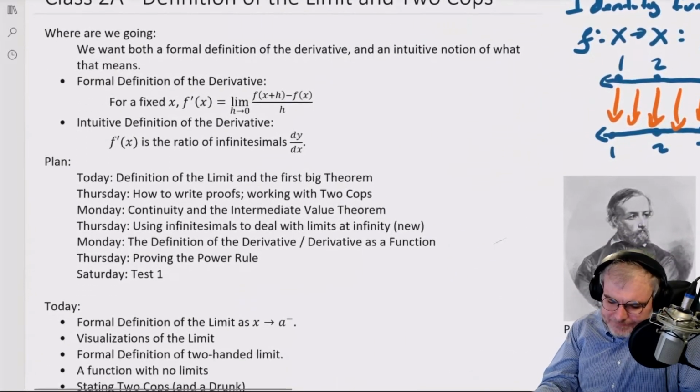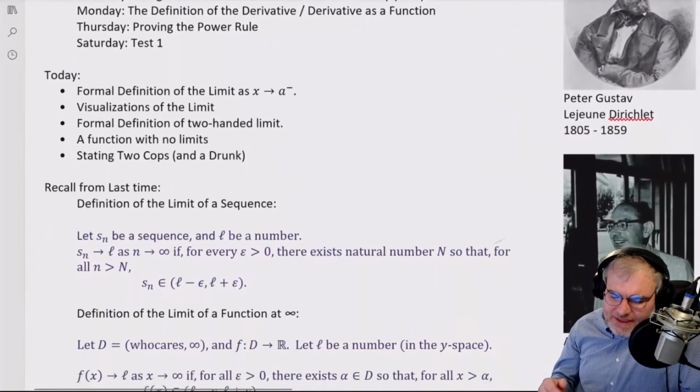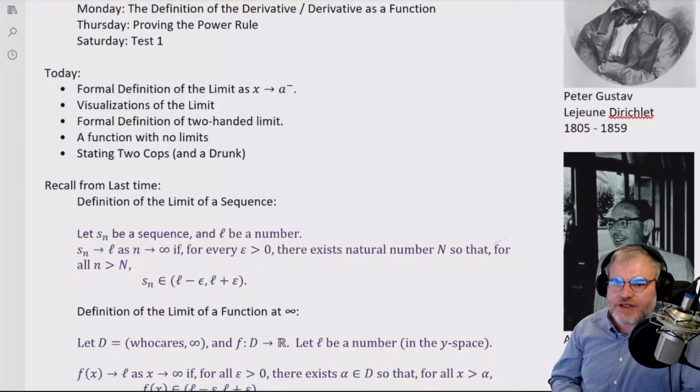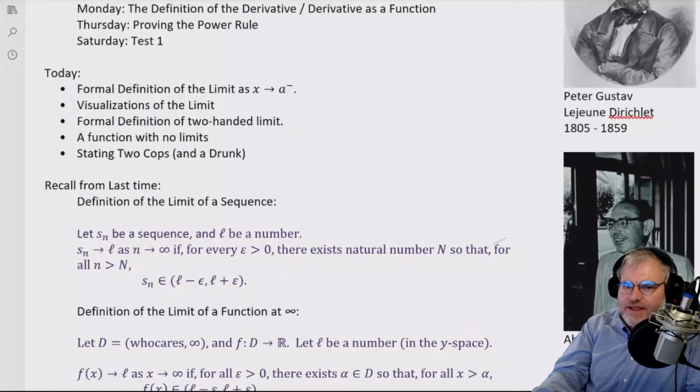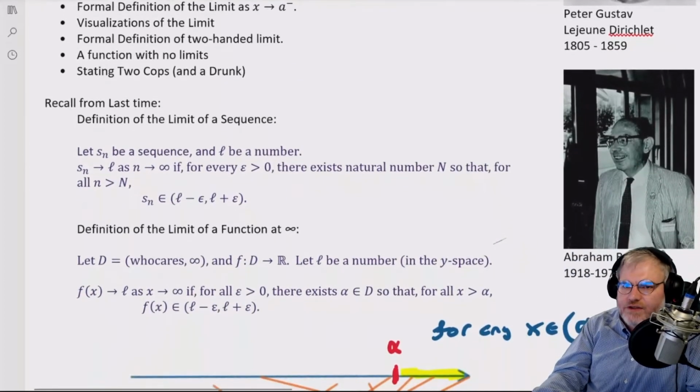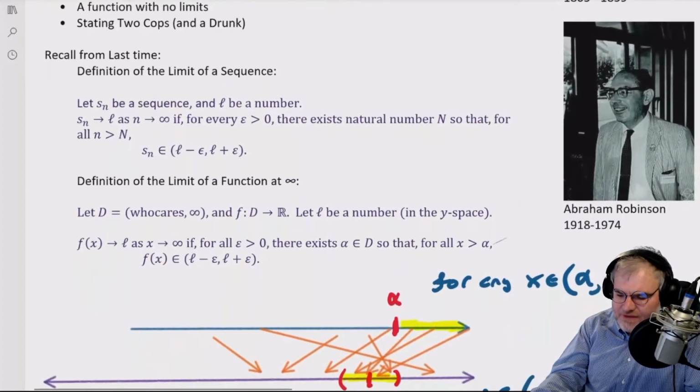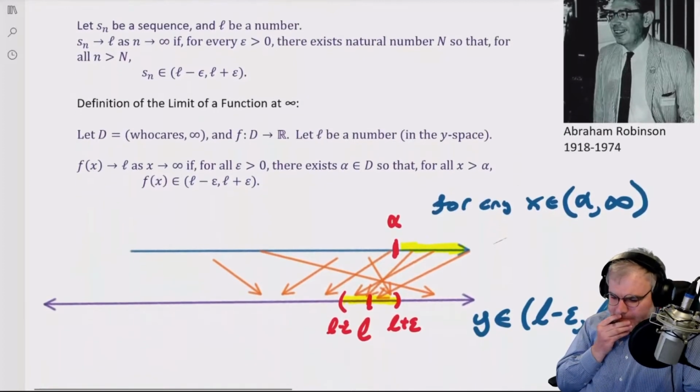Okay. So as I said, today we're going to do this formal definition, and then we're going to do some visualizations, and we're going to finish with a function with no limits, the Dirichlet function, and then we're going to state two cops, and that'll be it. Are there any questions so far? Okay.